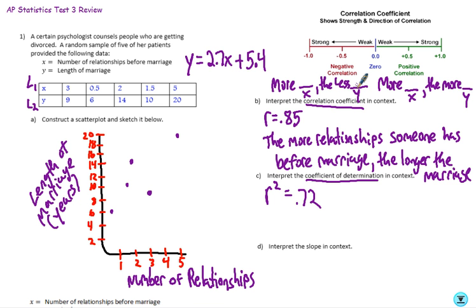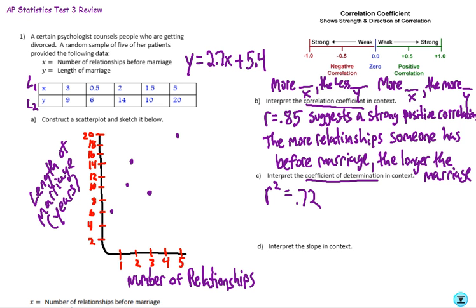Now, in terms of what this number represents, that 0.85, it's positive, and it's close to 1, so we could say that it's a strong positive correlation. So this number suggests a strong positive correlation. And what we mean by that is exactly what we just said: the more relationships someone has before marriage, the longer the marriage.